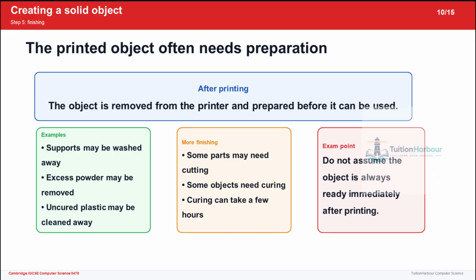Finishing the object. The object may not be ready immediately after printing. Supports, loose powder, or uncured material may need to be removed. Some objects also need washing, cutting, or curing before use.